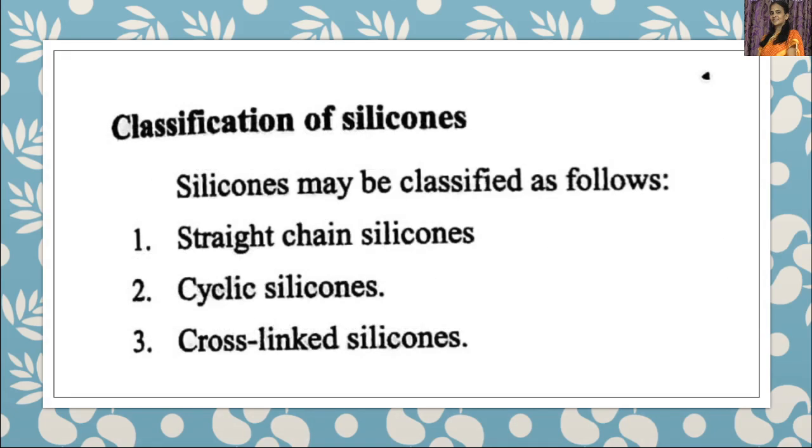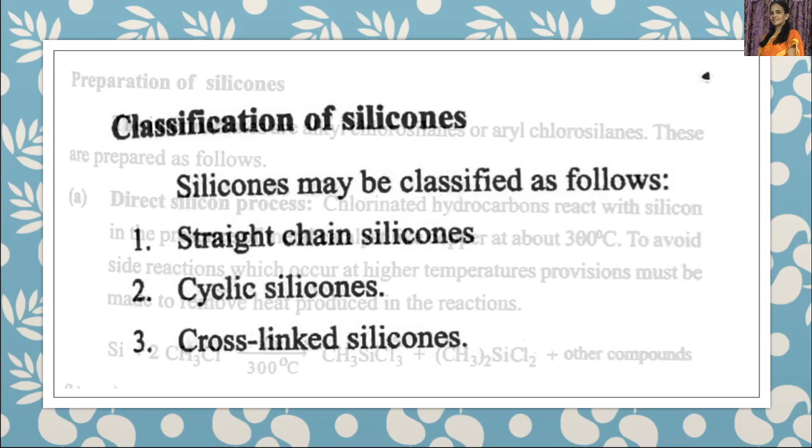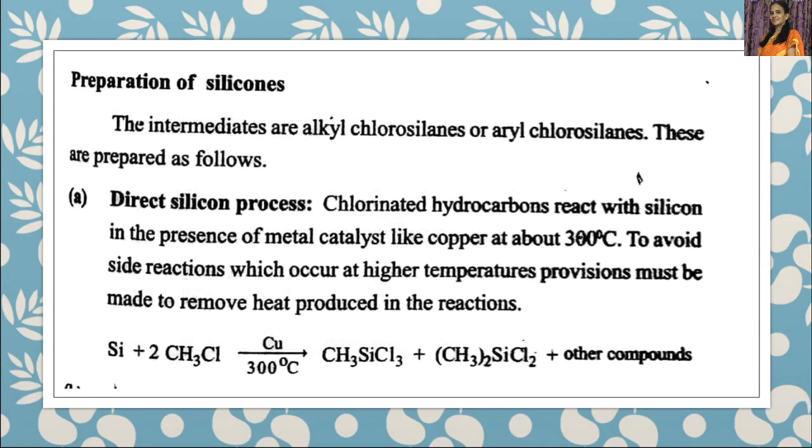Now, how are these silicones classified? Let us see. Silicones are classified into three types. One is straight chain silicone, second is cyclic silicones, third is cross-linked silicones. So silicones are classified into three types: straight chain, cyclic, and cross-linked or network silicones. Now let's see the preparations of silicones, how the silicones are prepared.